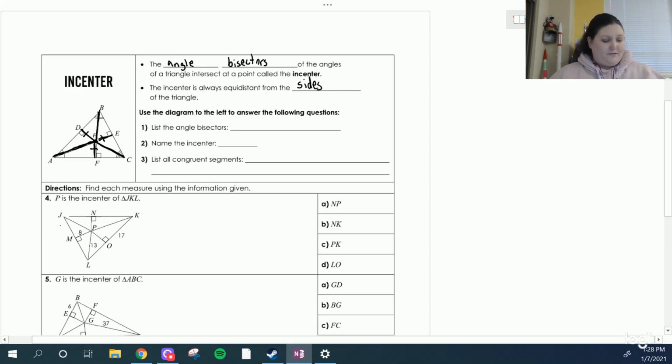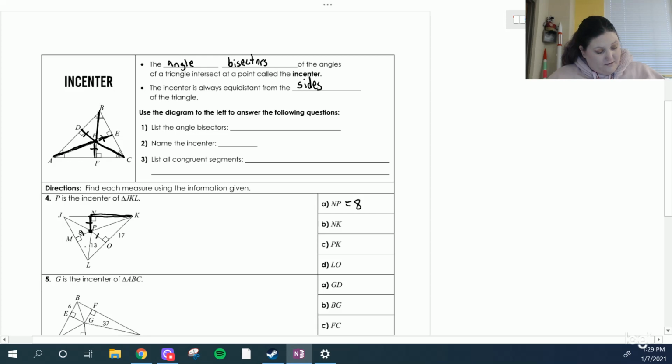Next problem: P is the incenter of triangle JKL. They want us to find NP. NP is right here. NP and these other two sides are equidistant from the incenter. So this one is 8. NK is this piece here.